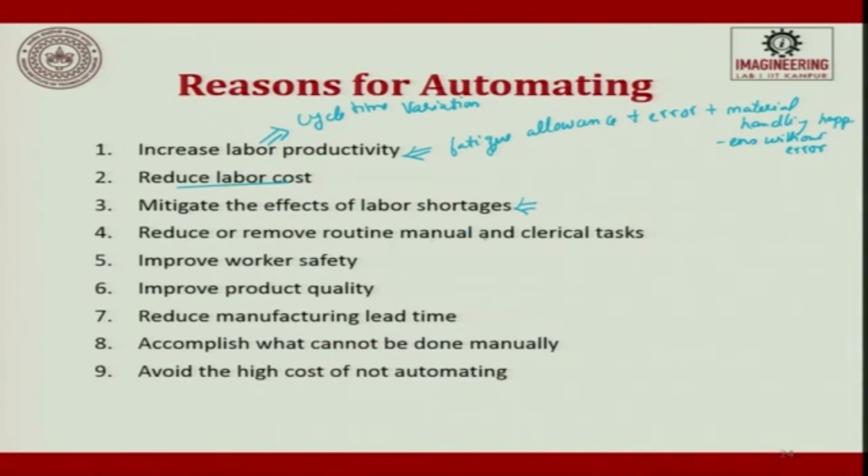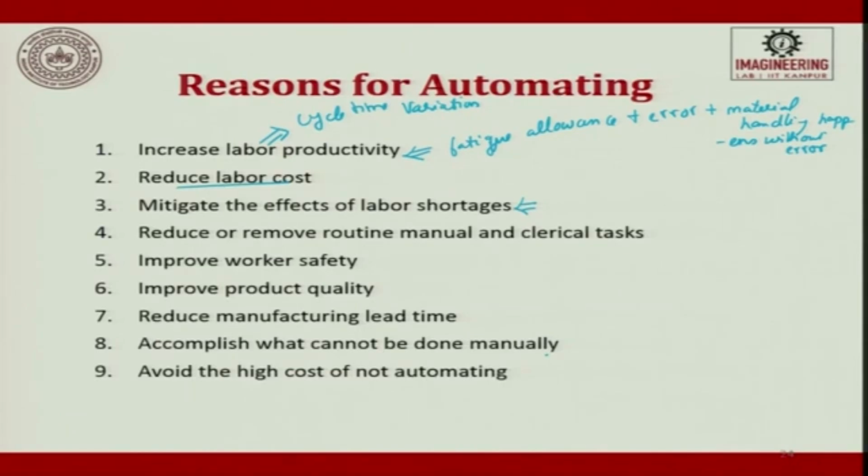Reducing or removing routine manual or clerical tasks. Improving worker safety can happen when you automate. Improve product quality, definitely the errors are reduced. Manufacturing lead time is reduced because computers are involved in the process, transferring of data is done fast, and it is also consistent. Accomplish what cannot be done manually can be done by automating.